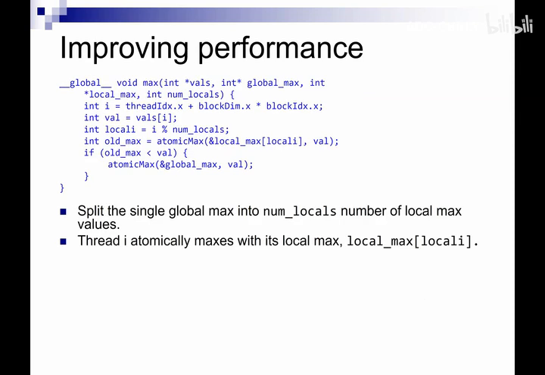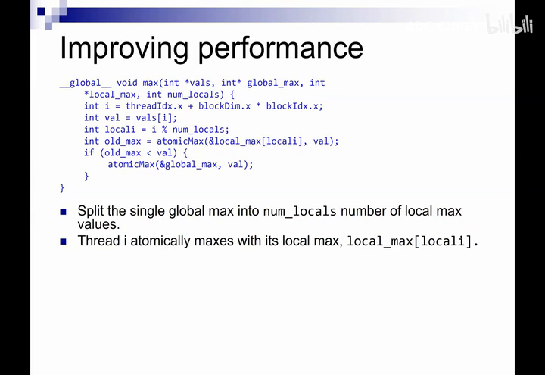Now let's see how we can improve the performance of this. The basic idea is that the problem with the previous code is that all of the threads contended at the single global memory address. So instead, we're going to try to split the threads up so that they don't have such high contention. In this new piece of code, instead of having one global max, we're going to have multiple copies of this global max.